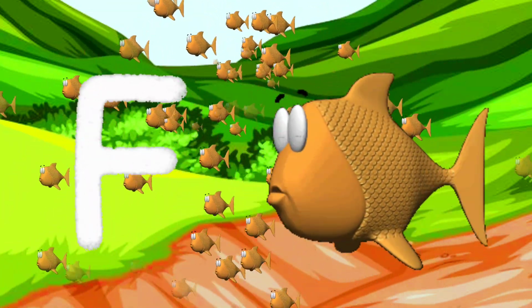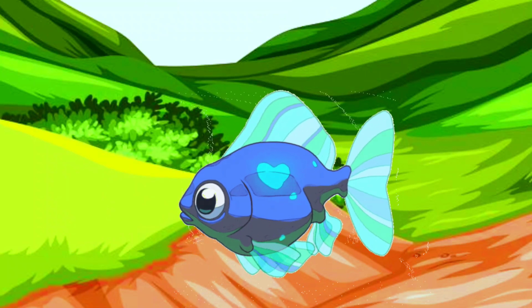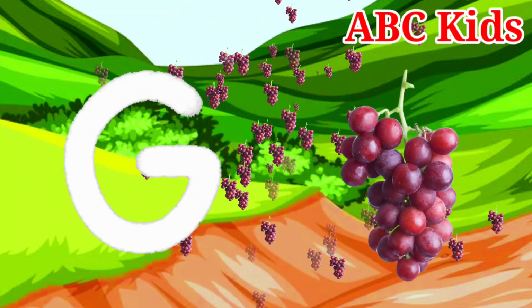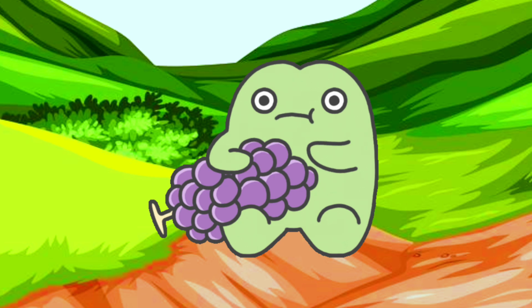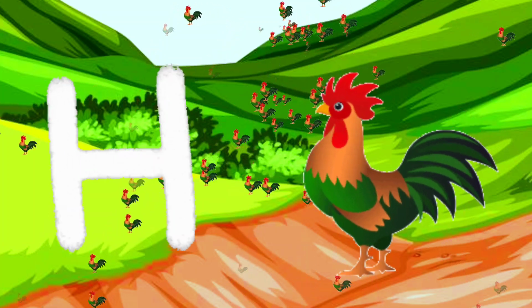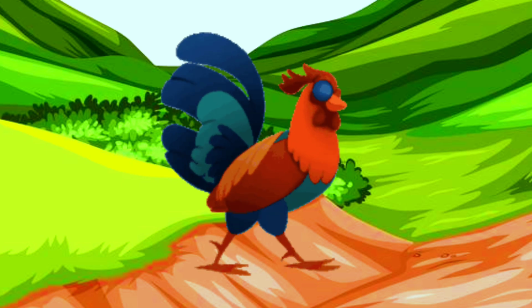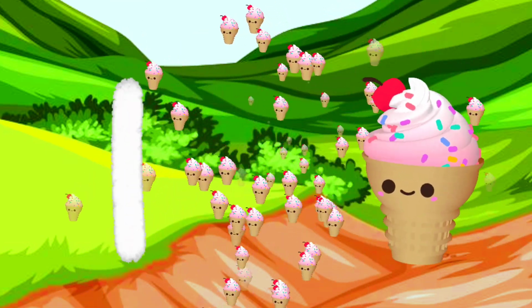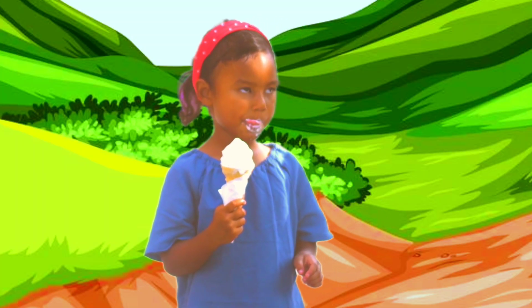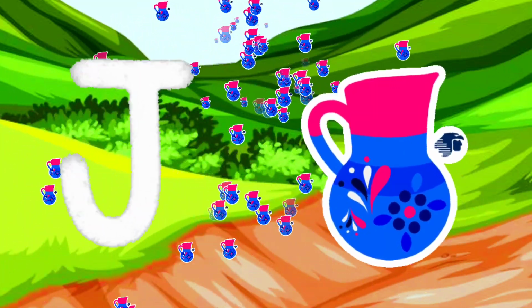F for fish. G for grapes. H for hen. I for ice cream. J for jug.